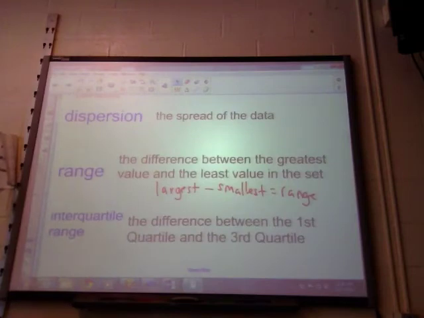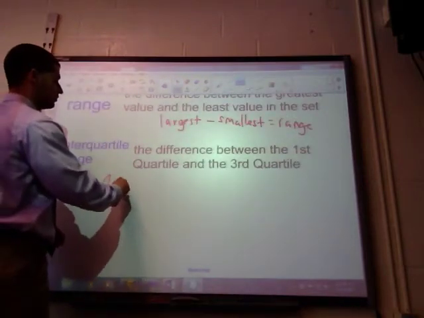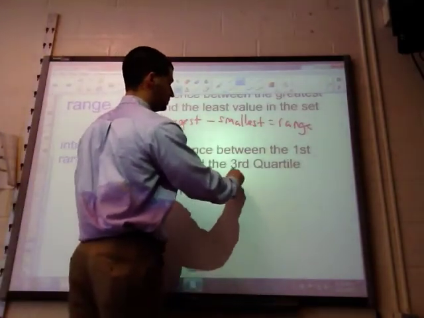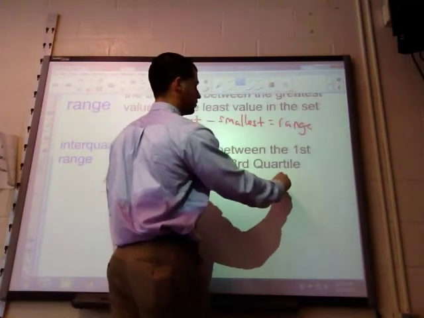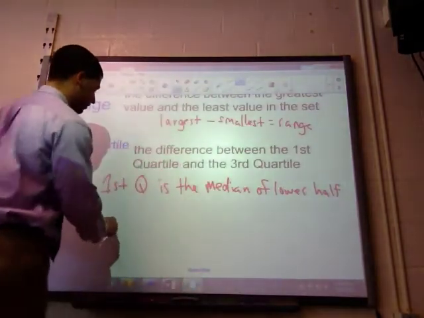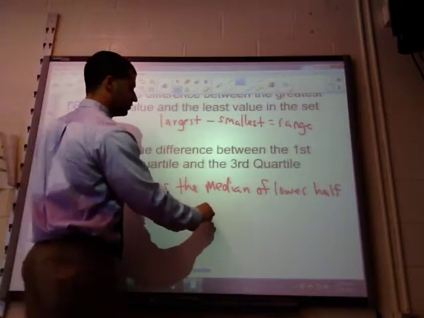The interquartile range is the difference between the first quartile and the third quartile. You might not know what a quartile is yet, but we will get to that when I do an example. Basically what you're doing is you're taking the median of the upper half and the lower half of the data, and you're subtracting it. So first quartile is the median of the lower half of the data. And the third quartile is the median of the upper half.